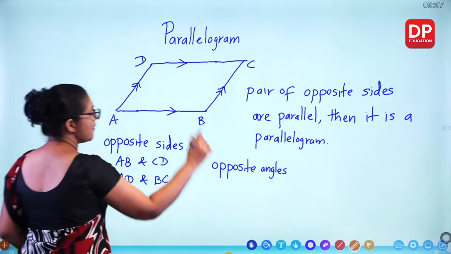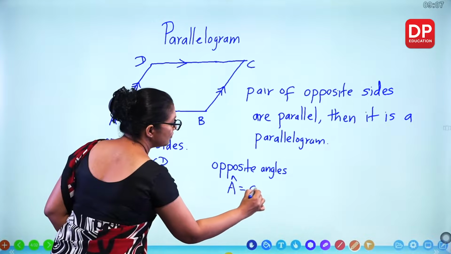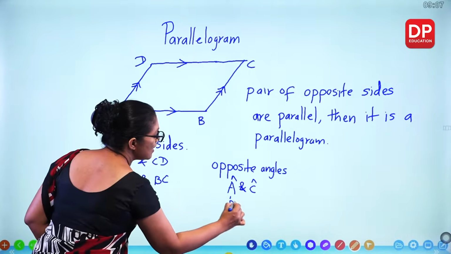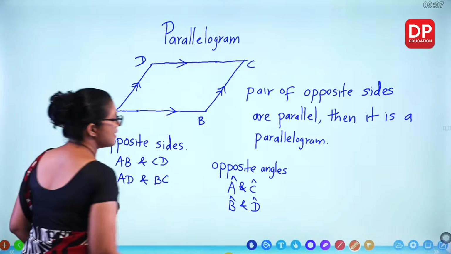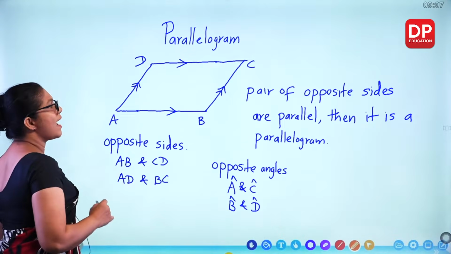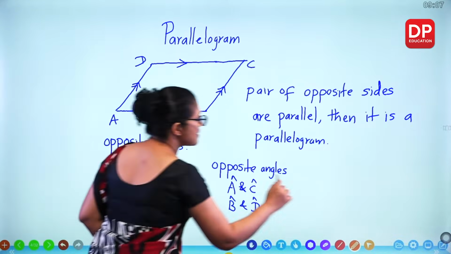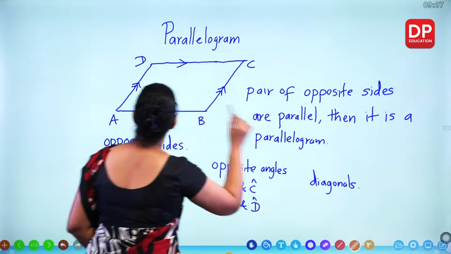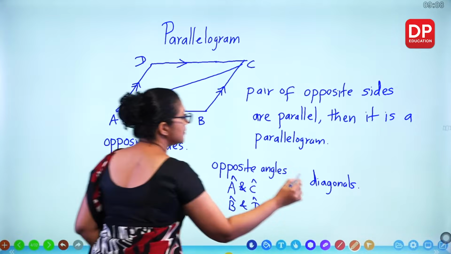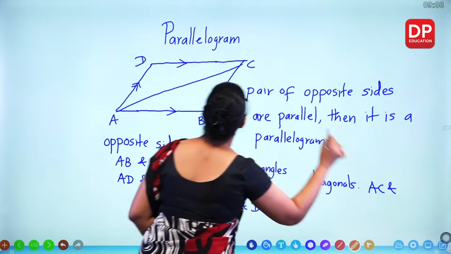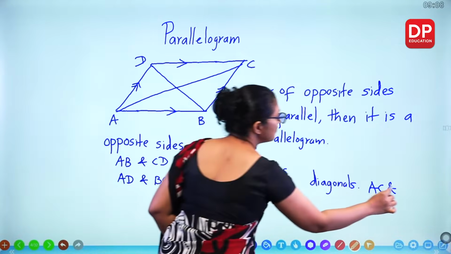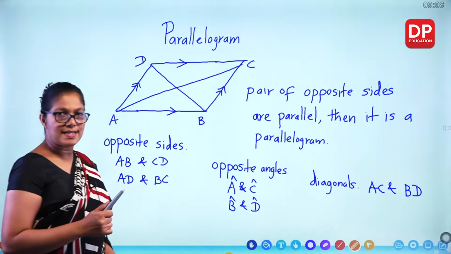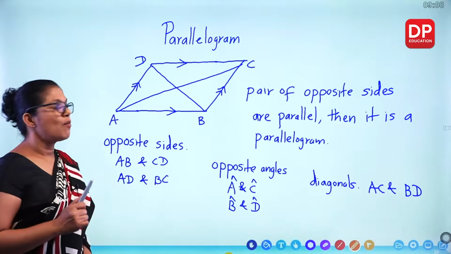Opposite angles are A with C, and B and D. And if you take diagonals, what are diagonals? Diagonals AC and BD. So you need to know in parallelograms what are opposite sides, opposite angles, and what are diagonals.